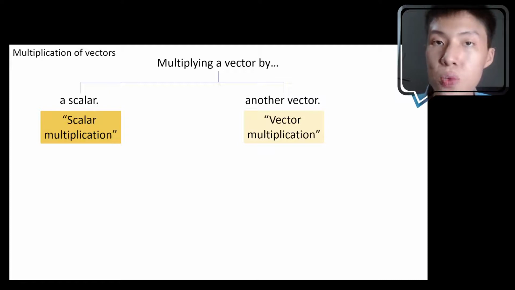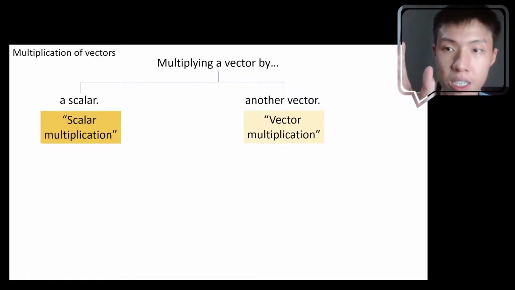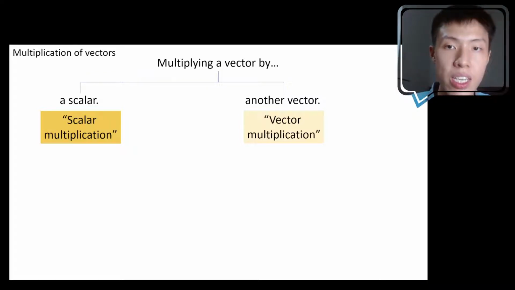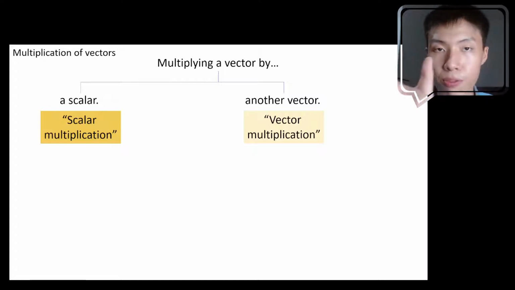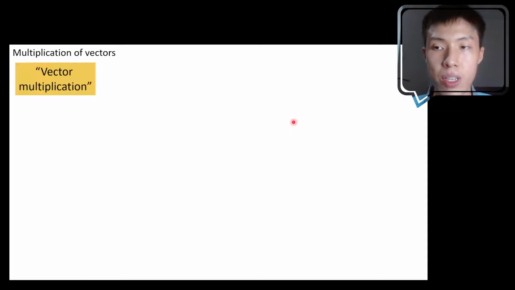In the previous video, we discussed scalar multiplication, which is multiplying a vector with a scalar. Now we are going to move on to study what happens if we multiply a vector with another vector. We call this kind of multiplication vector multiplication. So we are going to shift our topic to vector multiplication.